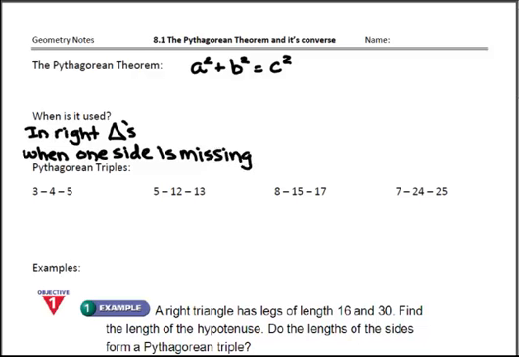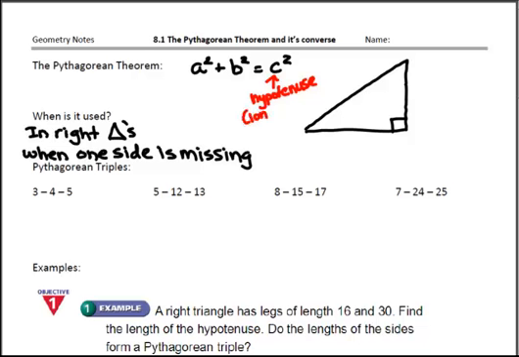So it doesn't really matter which side. I just know I have to have a right triangle. So let's make sure we have a right triangle. And this is the most important thing. This really is the most important thing. This letter C represents the hypotenuse, which happens to be the longest side.